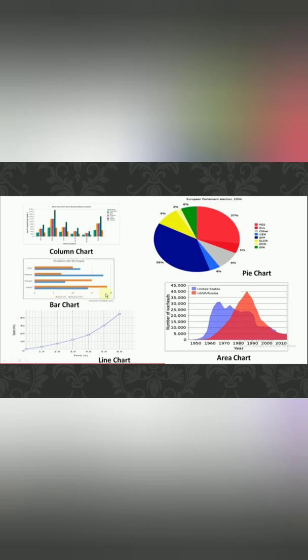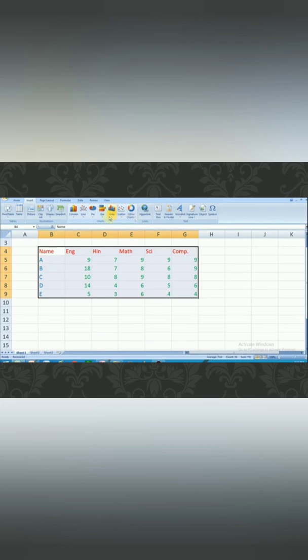Okay students, now I will tell you how to create a chart. Yes students, see here, there is some data on the spreadsheet: name, English, Hindi, math, science and computer marks. And the names are A, B, C, D and E. Now I will tell you how to create a chart with this data. Let us insert a chart on the basis of this data.